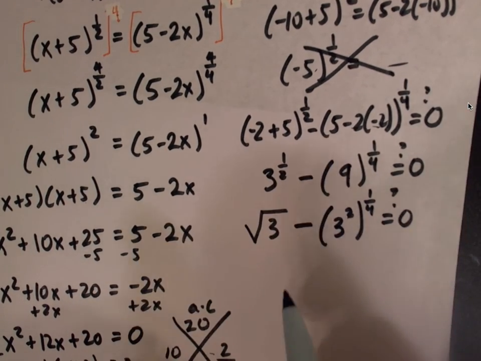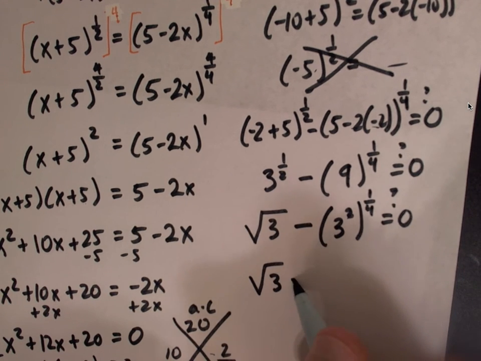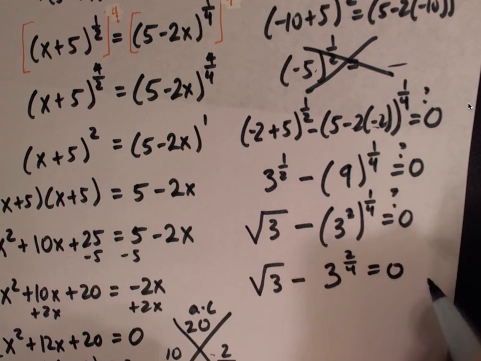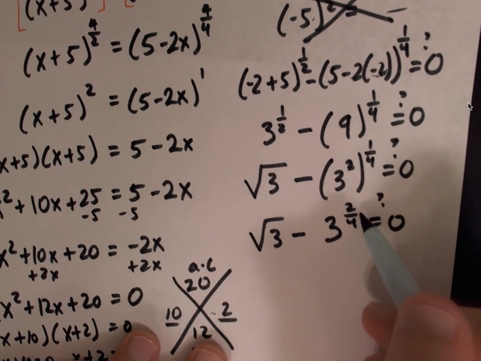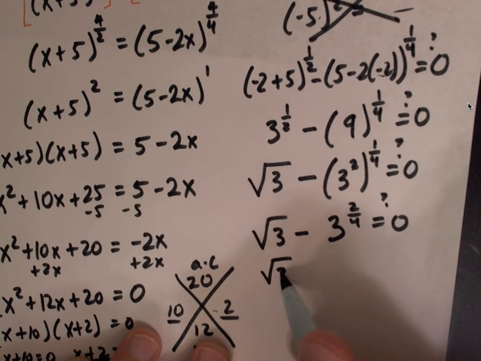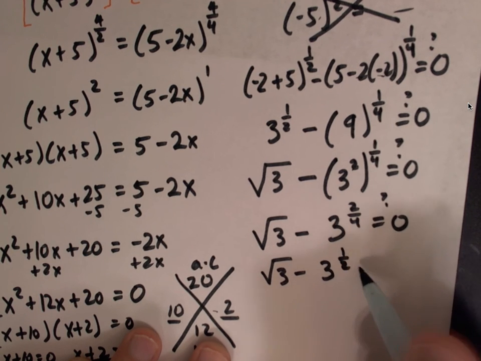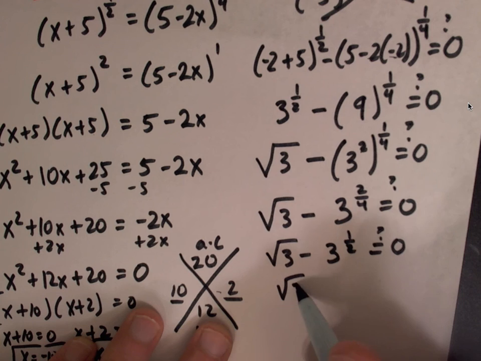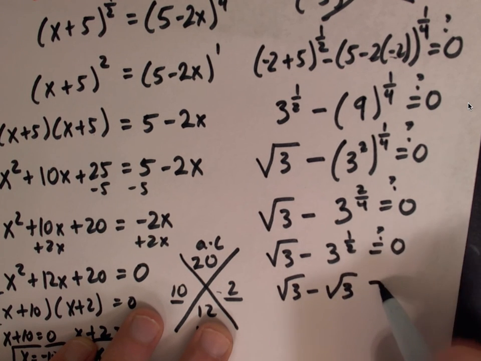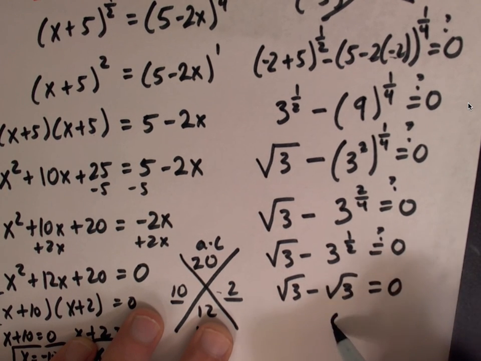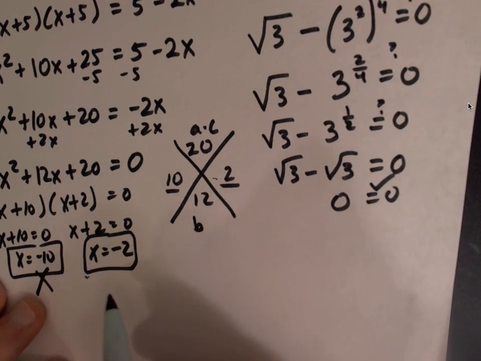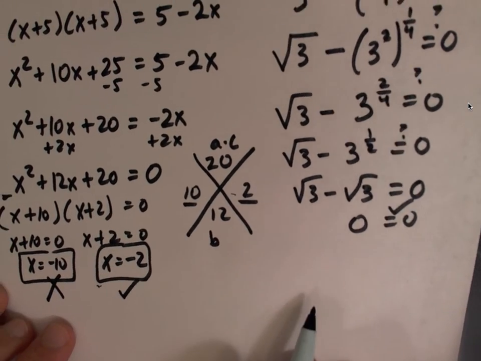2 times 1/4. So I have square root of 3 minus 3 to the 2/4. But 2 over 4 is just 1/2. So we have square root of 3 minus 3 to the 1/2. Does that equal 0? Remember, 1/2 just means square root. So square root of 3 minus square root of 3, does that equal 0? Yes, indeed, it does. So negative 2 is the solution, and negative 10 is extraneous.